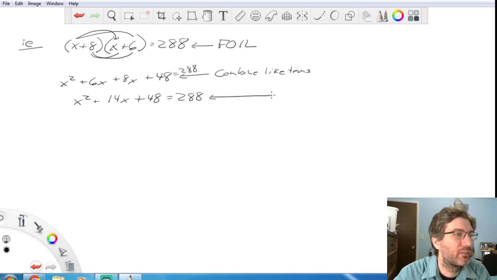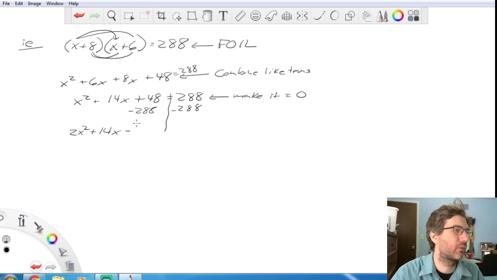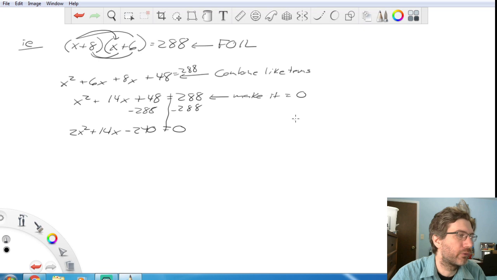Once you get here, you want one side to equal 0. So make it equal to 0 here. And you're going to do that by subtracting 288 from this side and subtracting 288 from that side. And you get x squared plus 14x minus, what is that? 240. 8 minus 8 is 0, 8 minus 4 is 4. Yeah, negative 240. And that's going to equal 0.